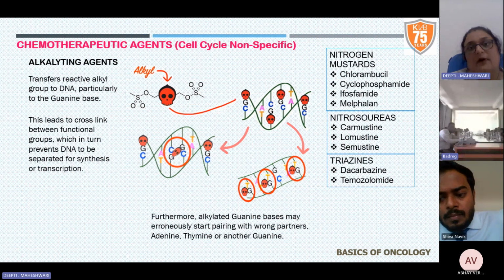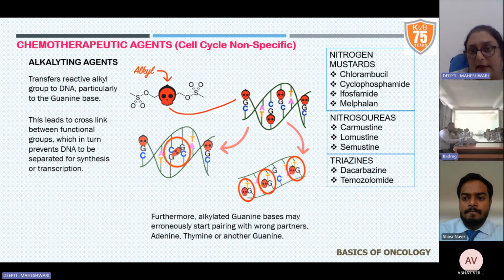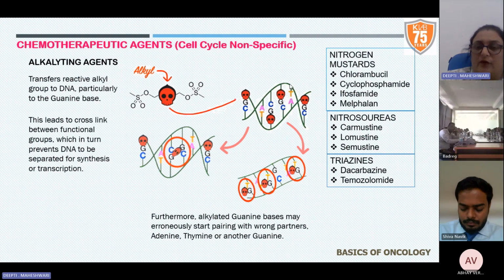We have multiple drugs which come under alkylating agents like nitrogen mustards. You have chlorambucil, cyclophosphamide, ifosfamide, melphalan. Then in nitrosoureas, you've got carmustine, lomustine, semustine. In triazines, you have dacarbazine, temozolomide.